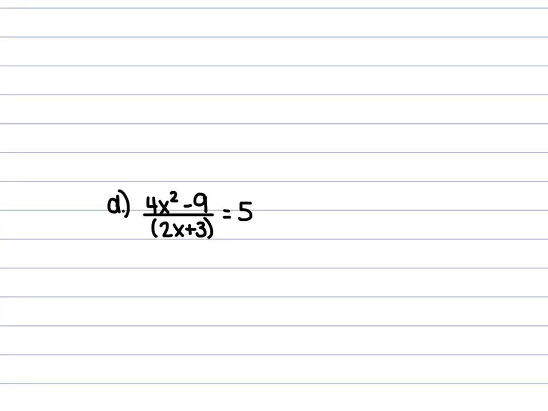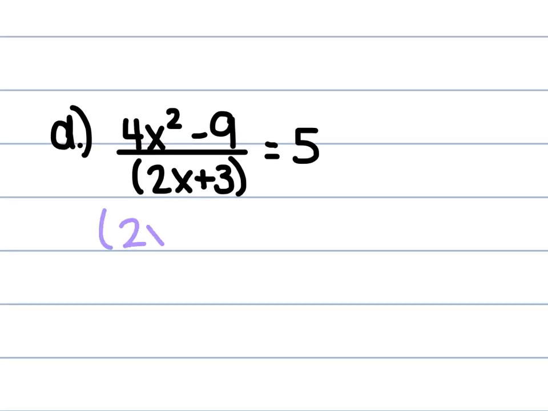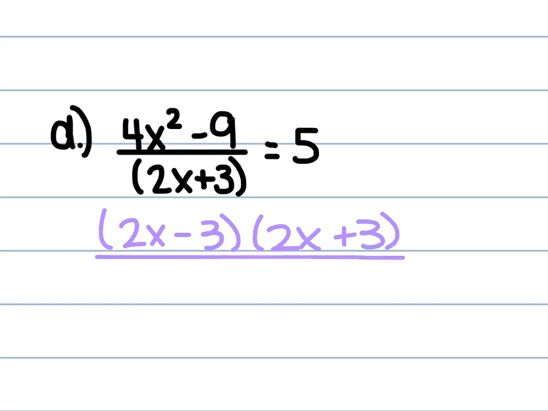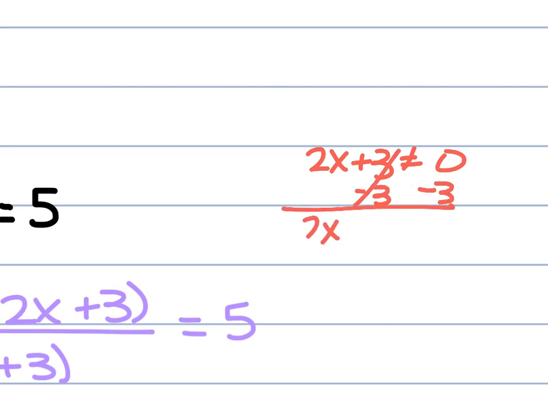For D, we have 4x squared minus 9 over 2x plus 3 is equal to 5. So we can factor out the top with the difference of squares. So it's going to be 2x minus 3 times 2x plus 3. Keep it over the 2x plus 3. Set it equal to 5. We can start by saying 2x plus 3 cannot equal 0. Subtract the 3 from each side. Divide by 2. We have that x cannot equal negative 3 over 2.